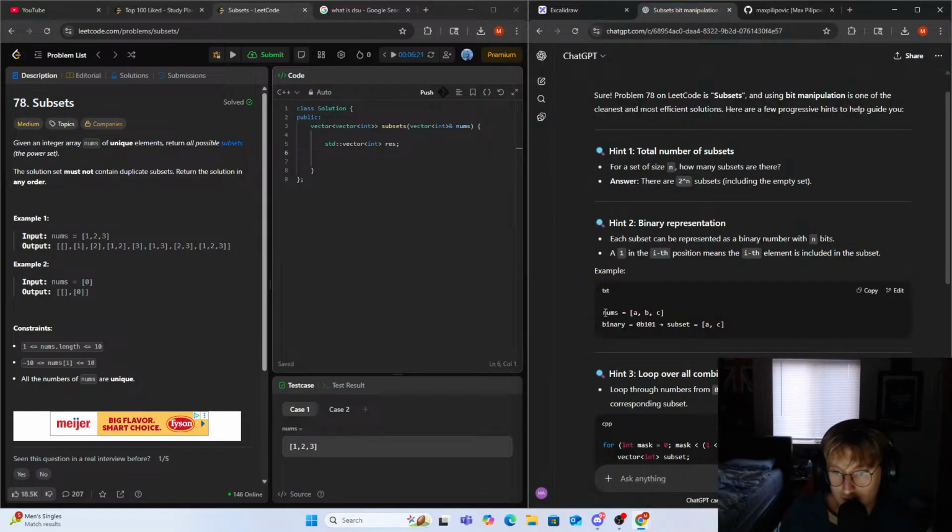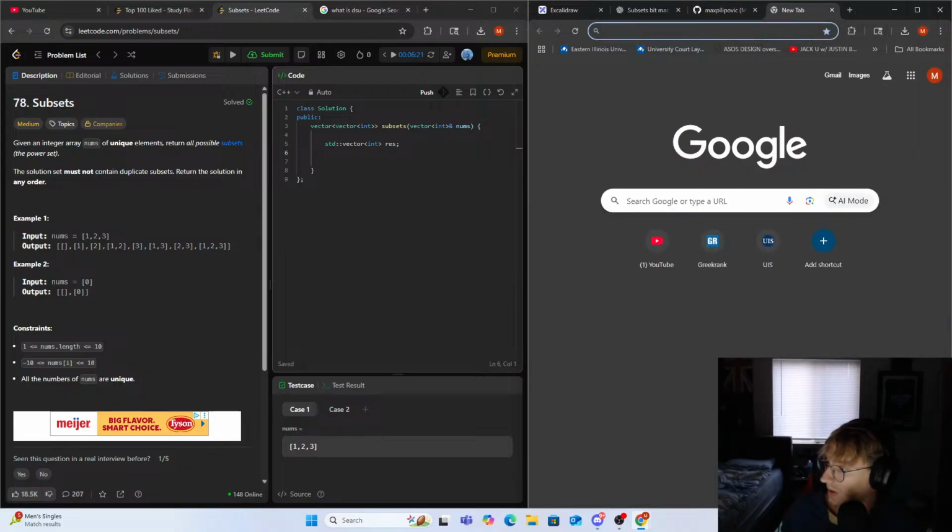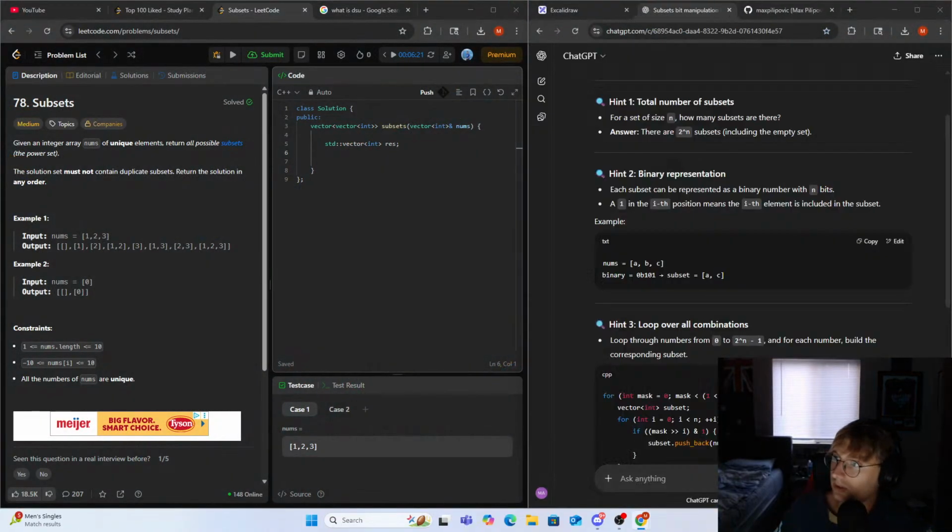But anyway, let's continue with this problem. So the ith position means the ith element is included in the subset. So nums A, B, C, binary. The ith element. So what? This is 3, right? So it would be... oh, this is 5. Okay.